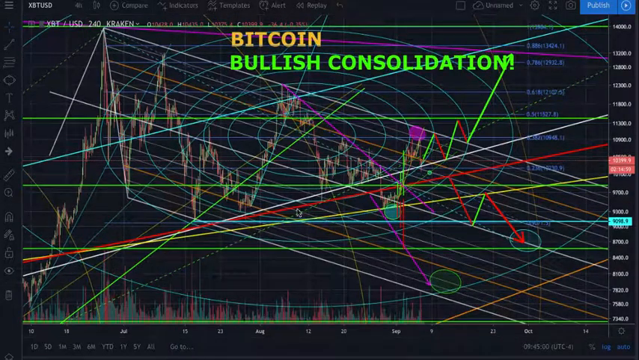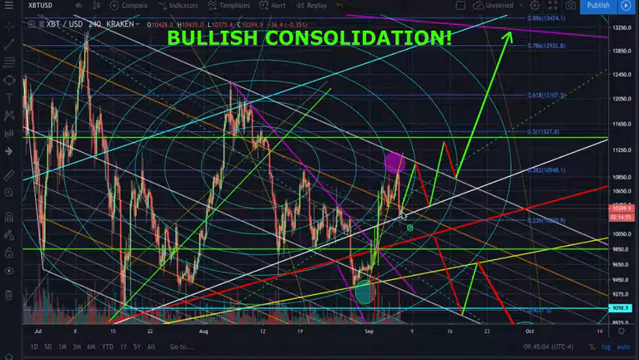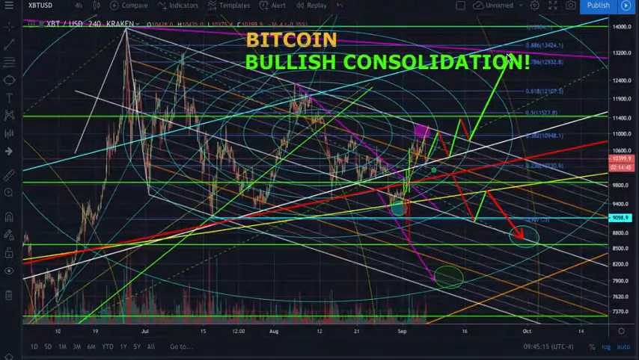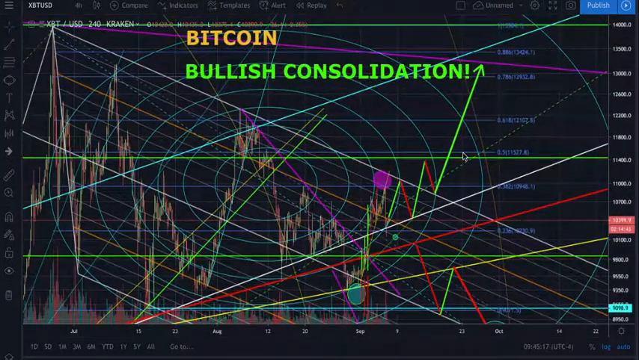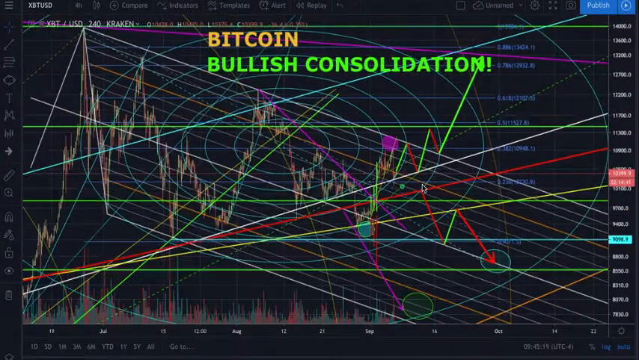I think we could consolidate inside the white and inside the channel here, bounce around, back up, possibly even to a new high from where we got before off this support, this white support line here, bounce back up, and then we could break out to the upside here. Now alternatively, it is possible that we could break down, so we'll go over that at the end.